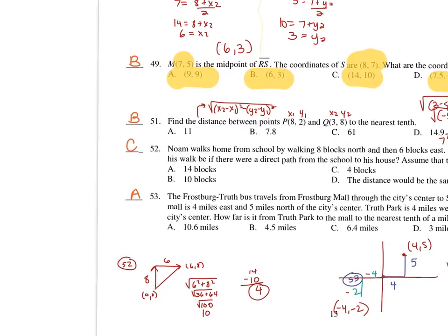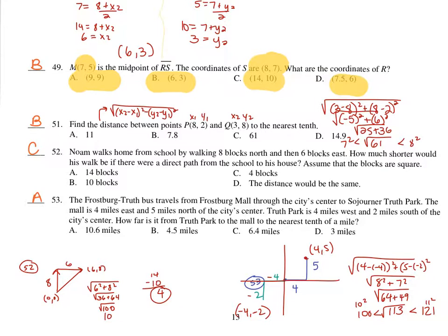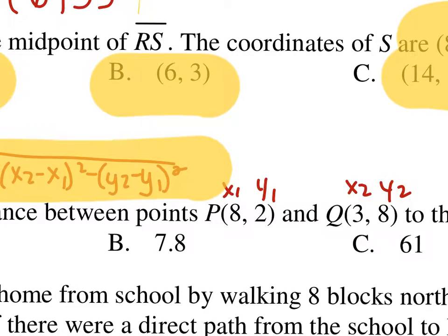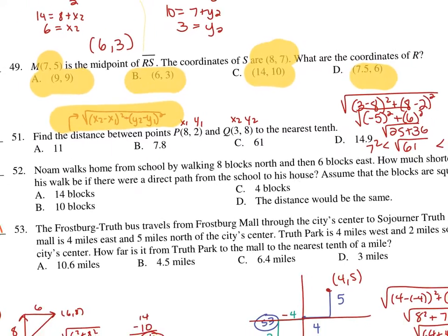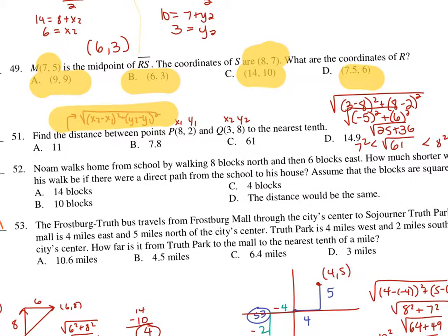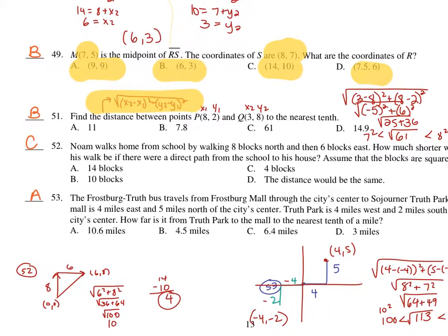Okay, the second formula you need to know is the distance formula. So for 51, it says to find the distance between 2 points. Square root of x2 minus x1 squared, plus y2 minus y1 squared. And you get B, which, it said to approximate. So when I got the square root of 61, I know that was in between the square root of 49 and the square root of 64, so it had to be 7.8.